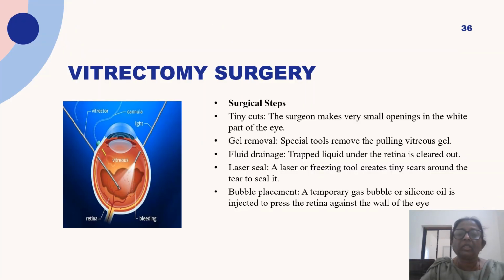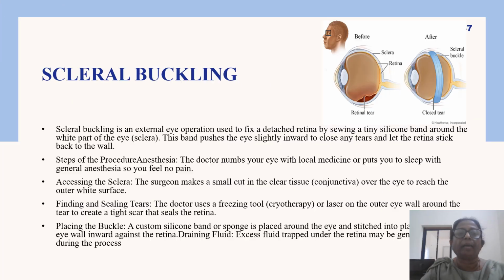Vitrectomy surgery steps: tiny cuts are made. The surgeon makes very small openings in the right part of the eye, the gel is removed, and then fluid drainage. Laser seal: a laser or freezing tool creates tiny scars around the tear to seal it. Bubble placement: a temporary gas bubble or silicone oil is injected to press the retina against the wall of the eye.